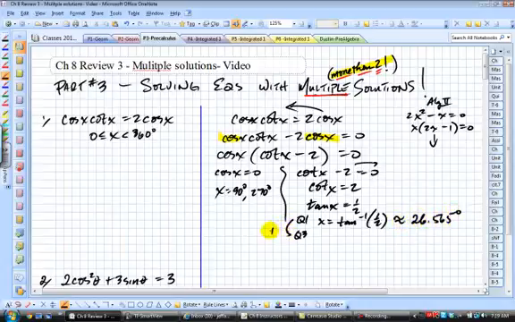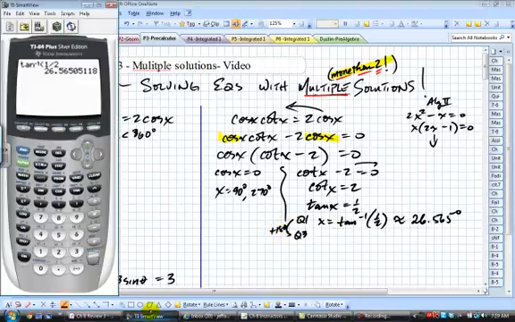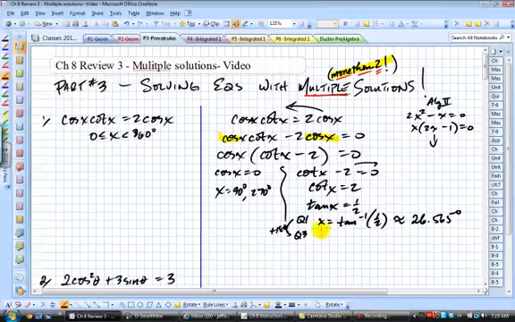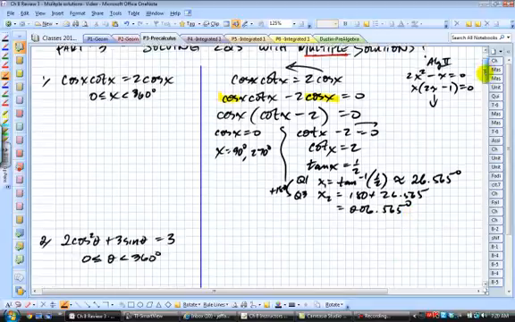To get to quadrant 3, you just add 180. That's all you do. So here, you just go plus 180. Hit enter, and you get 206.565. So my second solution is found by taking 180 plus 26.565, which is 206.565 degrees. So I have 4 solutions: 90, 270, 26.565, and 206.565, all in degrees. That's my first one.